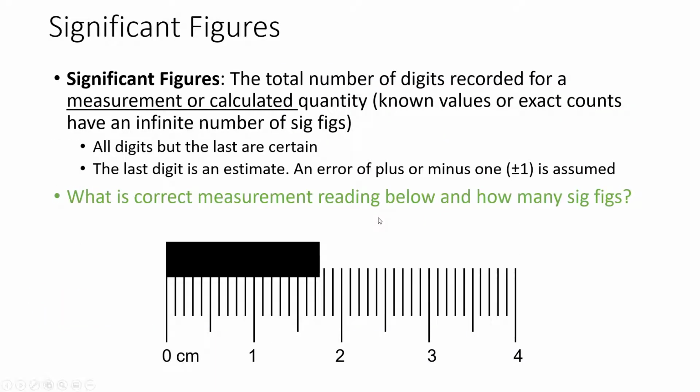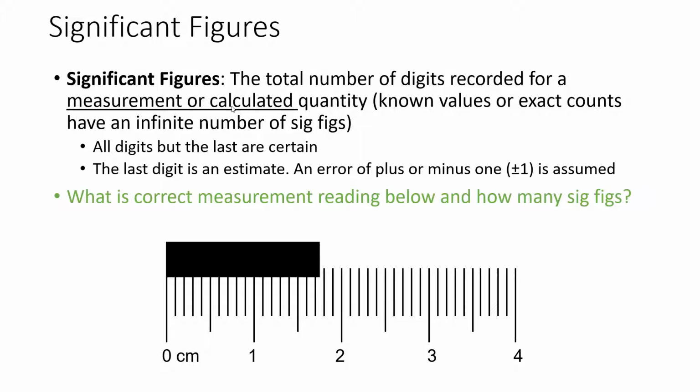So next is our discussion on significant figures. Significant figures are the total number of digits recorded for a measured or calculated quantity. Known values or constants have an infinite number of sig figs, so it's important to know sig figs are only for measured values. All digits but the last are certain. The last digit is an estimate, so an error of plus or minus 1 is assumed.